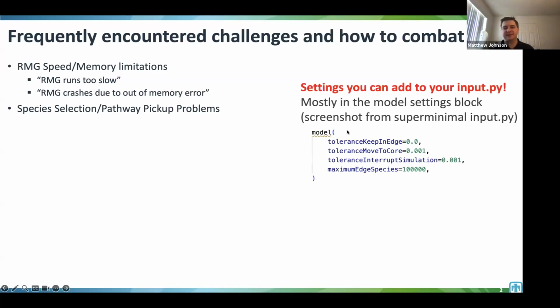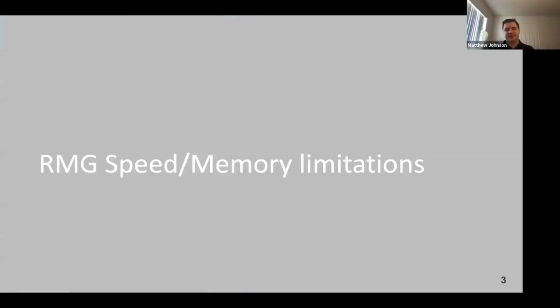So first, most of these things are related to the model block in your RMG input files. This is where you add these features and options in. So first we're going to talk about the speed and memory limitations.